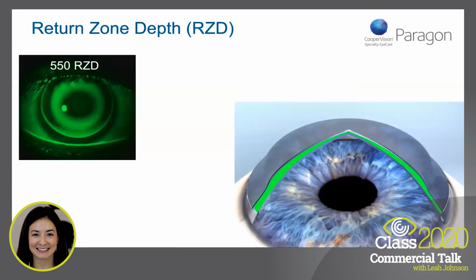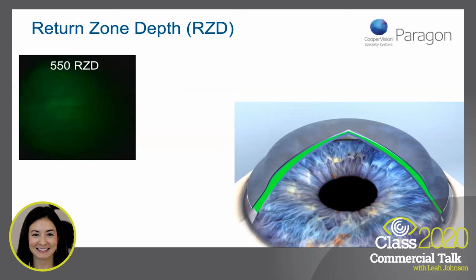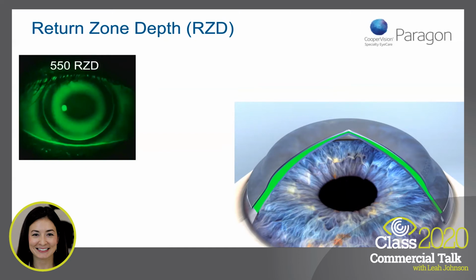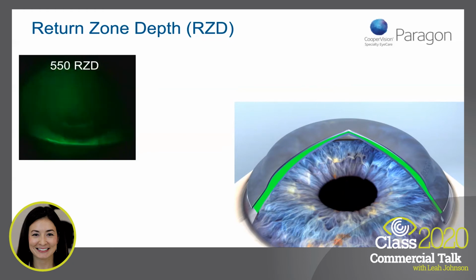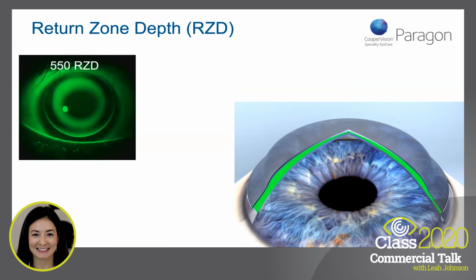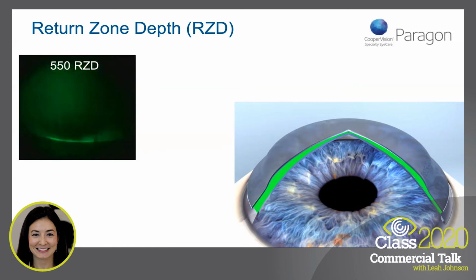Okay, so here's another video. Let's look at this and what is happening. This patient has an RZD of 550. And as they blink, for a split second, we see a bullseye pattern with that nice 360 alignment in the mid-periphery. And then as the lens settles on the cornea, we see that there is fluorescein leaking at that 6 o'clock mark.